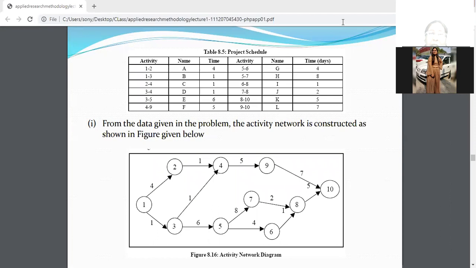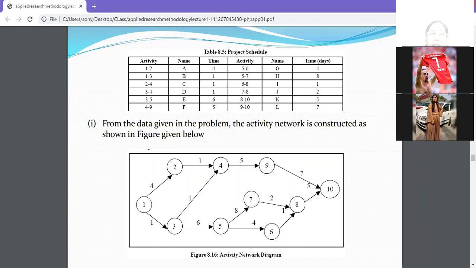Are you all able to understand? Can I unmute you? Yes, ma'am, done. Okay. So one of you please remain on unmute so I know that you people are doing the question. Understand how the diagram has been drawn. You can write A, B, C, D, E, F on the arrows, and the time duration has to be mentioned on the arrows.